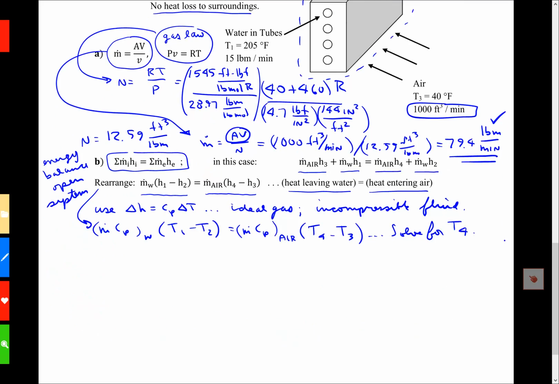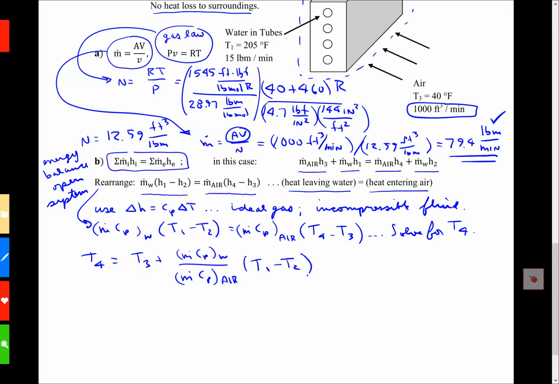So I'm a guy that likes to do algebra. So here's what the algebraic solution looks like. T4 is going to be T3 plus a ratio here of m dot Cp for the water upstairs, m dot times Cp for the air downstairs, times T1 minus T2. Now we can solve this if we can find the Cp values, because we have the mass flow rates. The only thing we're missing now are the Cp values.